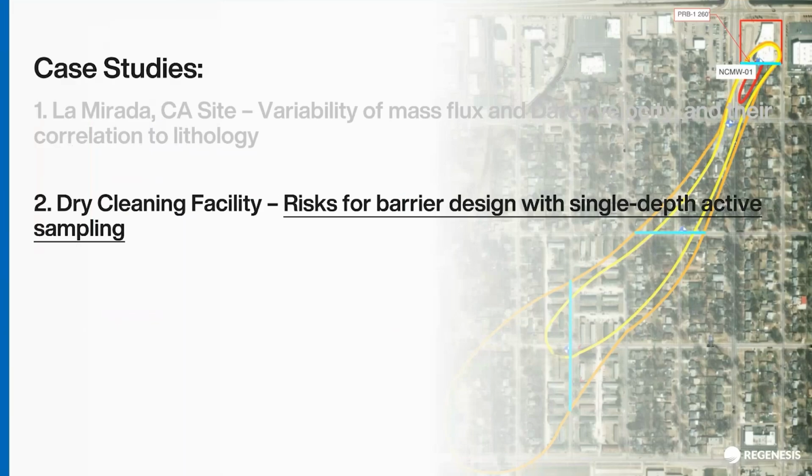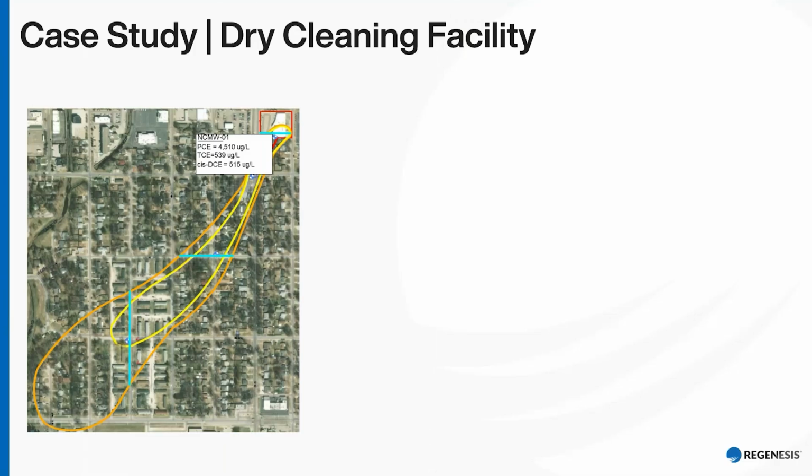Now, the second case study is a dry cleaning facility. In this one, we will look into the design consequences if you were to utilize estimated mass flux versus a measured mass flux. What you see here in the map on the left are these isoconcentration lines. We'll focus on those closer to the source area, where there is a well with a PCE concentration of 4,510 micrograms per liter, and a proposed barrier there.